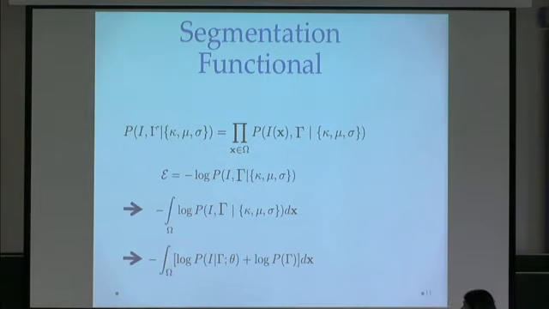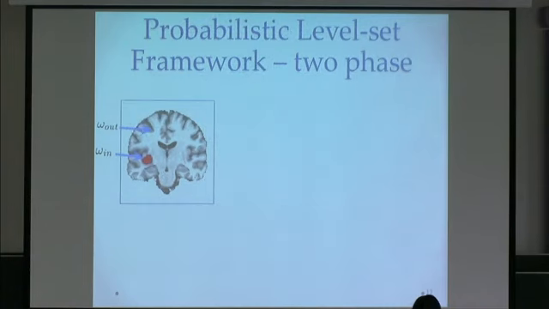Using the Bayesian formulation, we can actually partition the functional into two terms. The first one would be the image likelihood term, or the data term, and the second one could be, for example, a regularization term. Now, for the level set function, I would suggest to use a probabilistic approach.